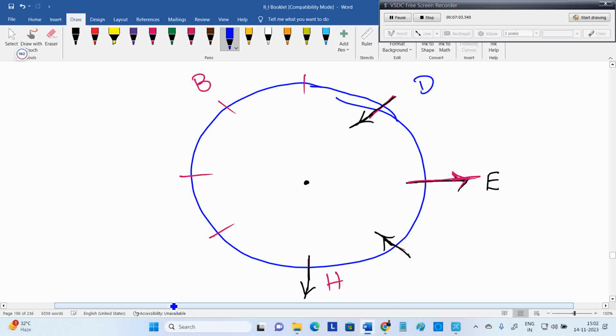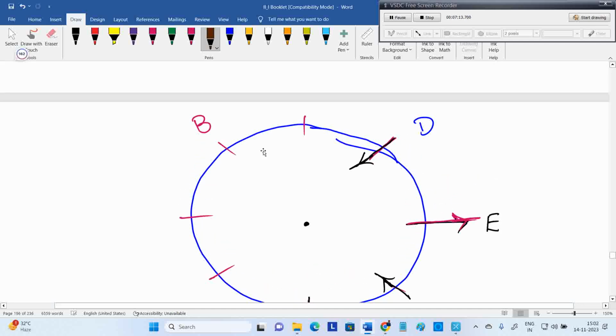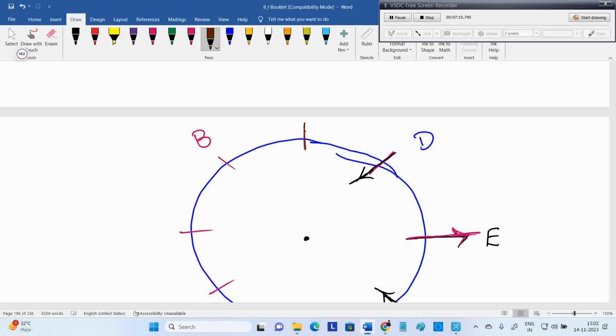I am taking D here. D is facing the center. Neighbors of D are facing outside. So E is already facing outside. This should be facing outside. The other candidate who is facing outside is this. We need to do trial and error whether D can be fit here or here or here like that. We need to do a lot of trial and error.